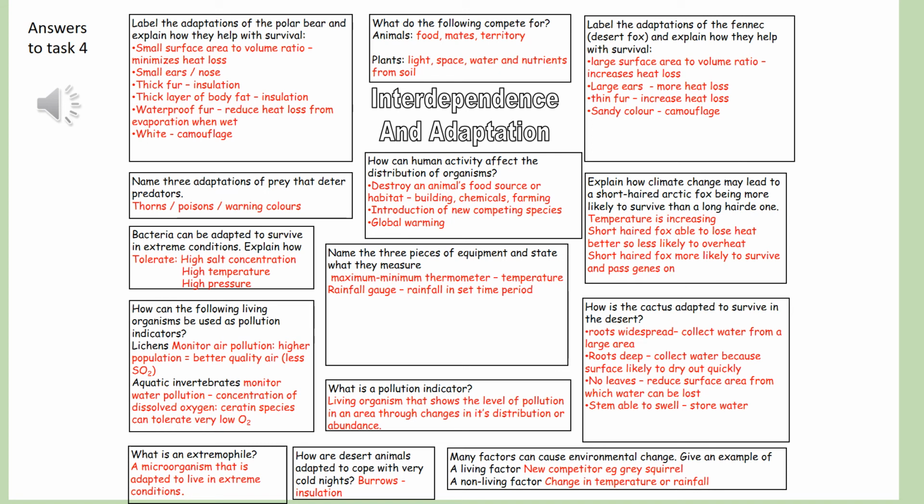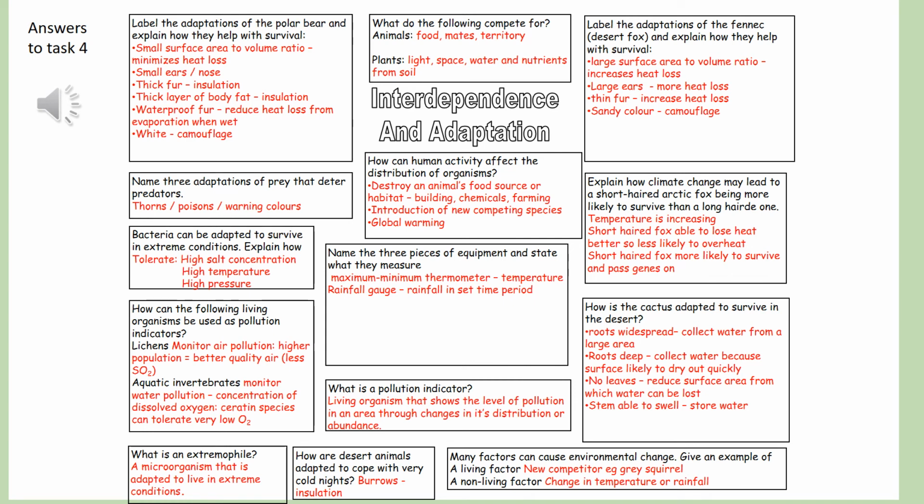Its roots are widespread, so it can collect water from a large area. They're deep roots, and they collect water because the surface is likely to dry out quickly. They've got no leaves, so that reduces the surface area from which water can be lost, and the stem is able to swell and store more water.